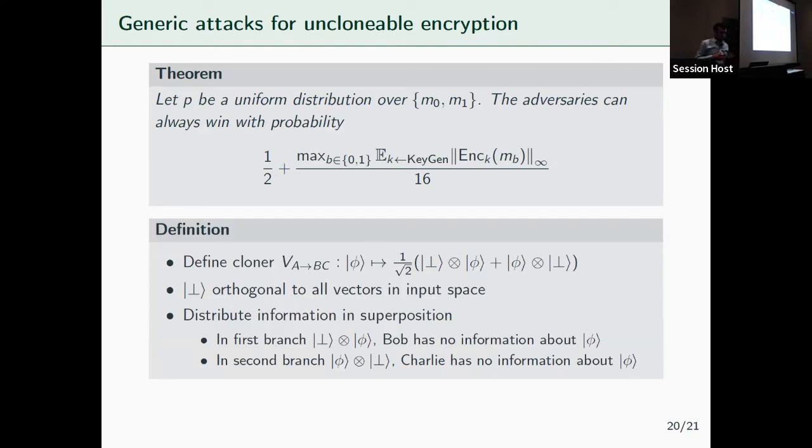But for the proof, I will just sketch very high level ideas. We used the following cloner. It somehow distributes the message in a superposition way. There are 2 branches of the superposition. In one branch, the message is completely given to Alice, in another to Bob, and in the other branch it is completely given to Charlie.